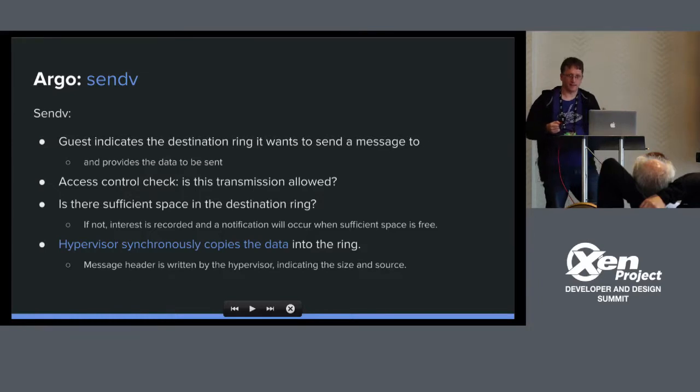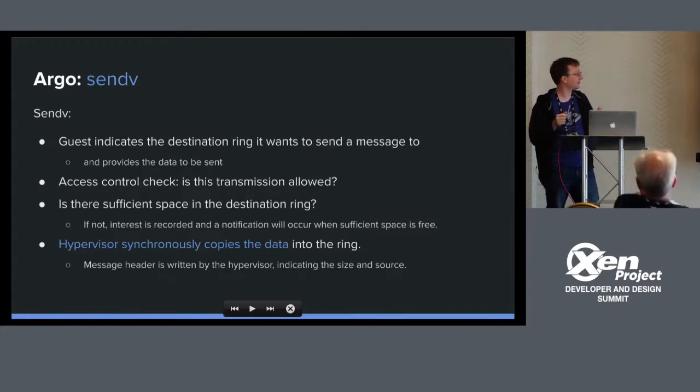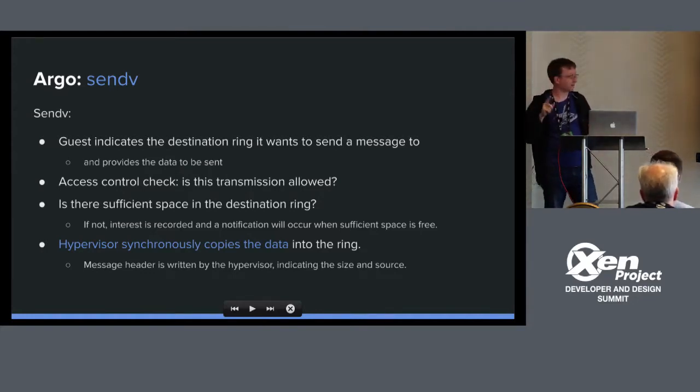The sendv is a synchronous operation. The guest sending data indicates the destination ring that you want to send to. So you identify the domain and the port, and you provide access to the data that you want to be sent. Again, there's an XSM access control check. There's a space check to see, will my data fit? And if it does, there's a synchronous copy into the destination. If it doesn't fit, the hypervisor makes a note of, okay, this guy wants to send data there. I will give that guy a nudge when that level of space becomes available.